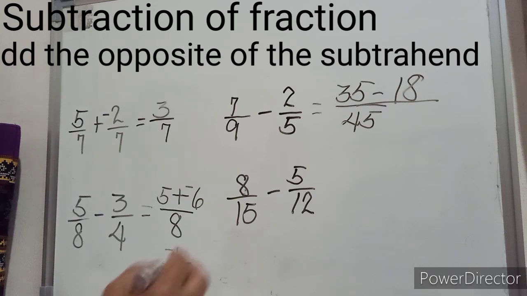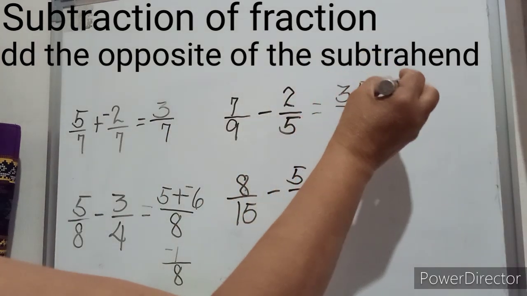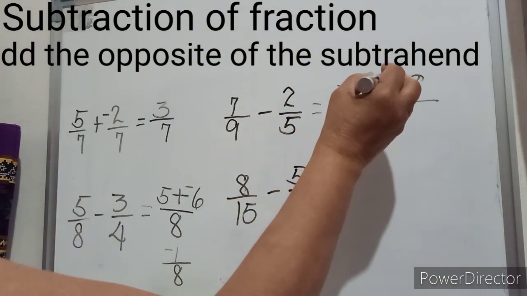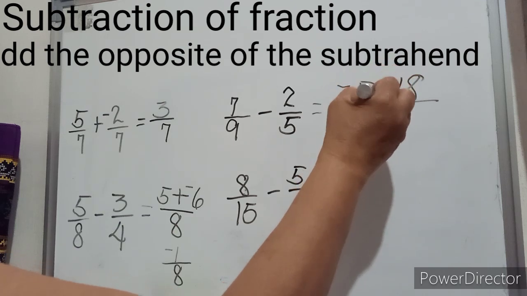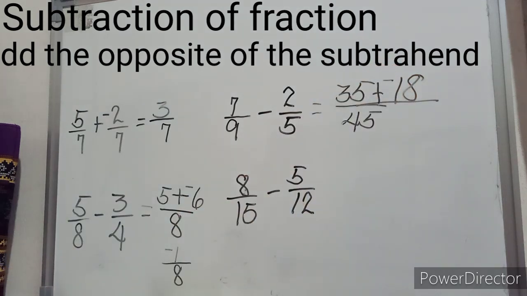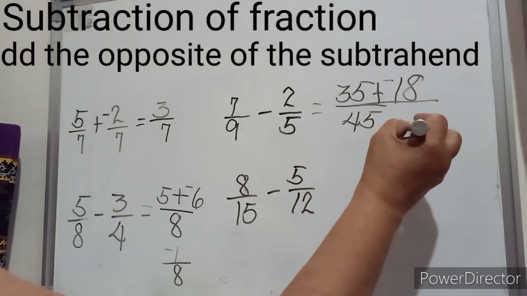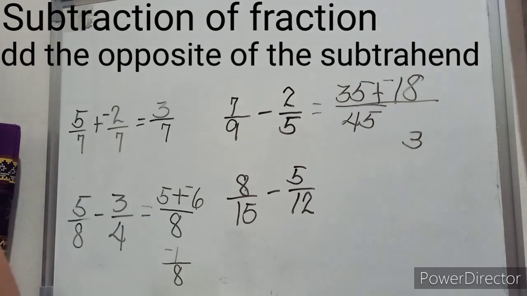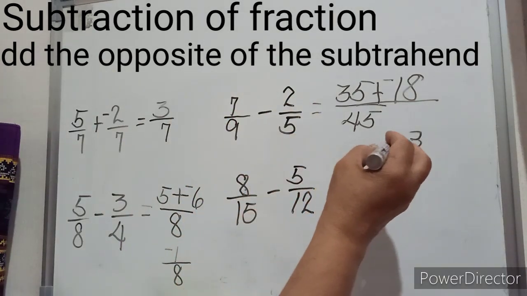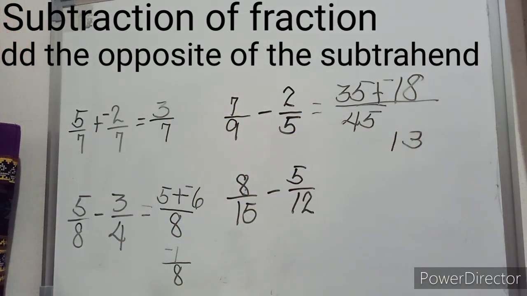Thus, we apply again. We add the opposite of the subtrahend. The subtrahend is positive, so it will become negative. Then we have to add 35 plus negative 18. So, 15 minus 8 is equal to 3. And 2 minus 1 is equal to 1. Tama ba yan? Is it correct?